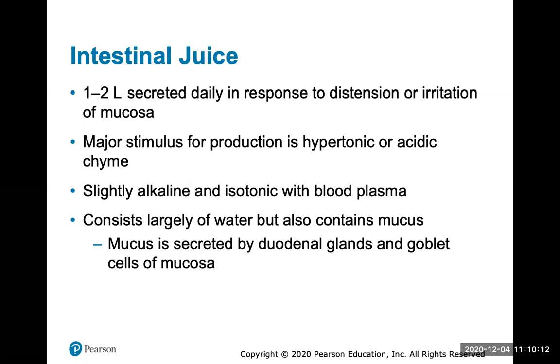Intestinal juice. This is just the intestinal juice. Lots of it is secreted daily, almost 2 liters. It's slightly alkaline, and that's to counteract the acidic environment that the food just came from in the stomach.